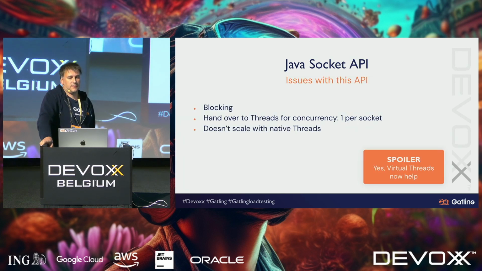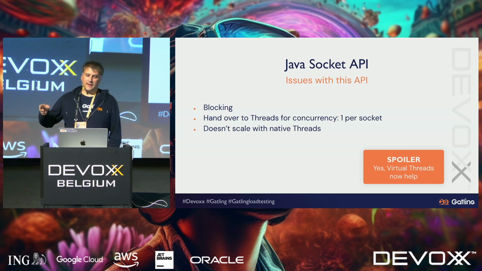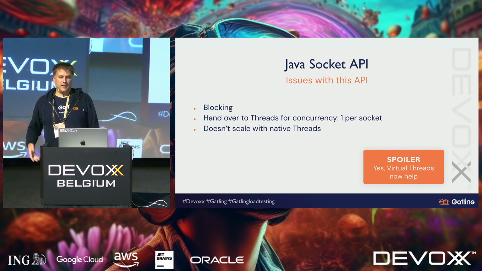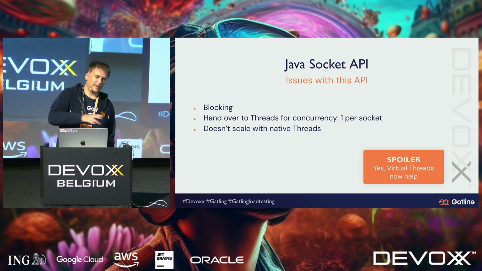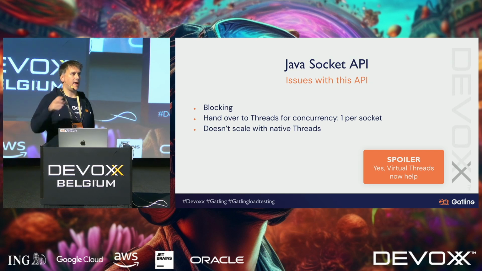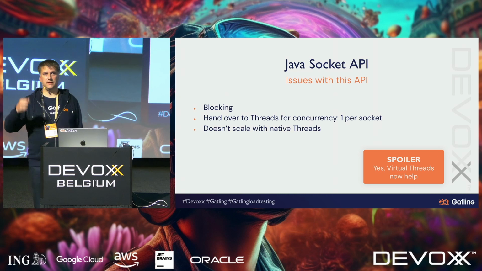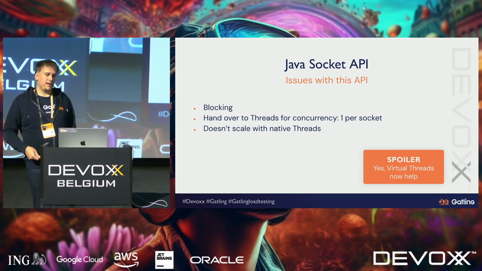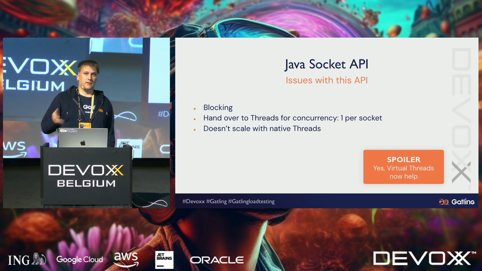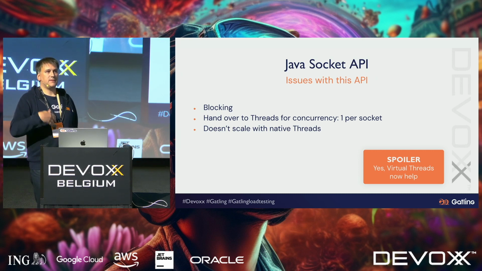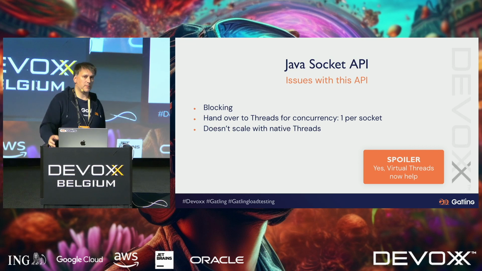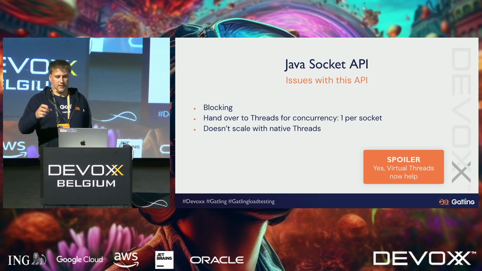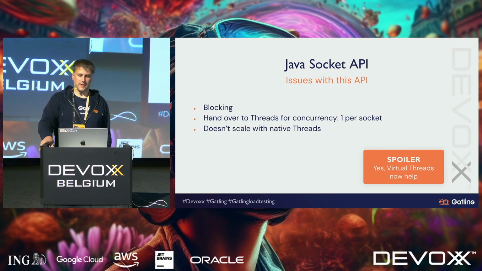The problem with this API is that it's blocking, okay? Input streams and output streams. So it means that what you had to do before, spoiler, you had to hand over each new socket to a dedicated native thread. And so you could achieve concurrency. And of course, this doesn't scale because native threads are very expensive. They cost lots of memory, and they trigger lots of context switching if you want to spawn hundreds or thousands of concurrent connections and hence threads.